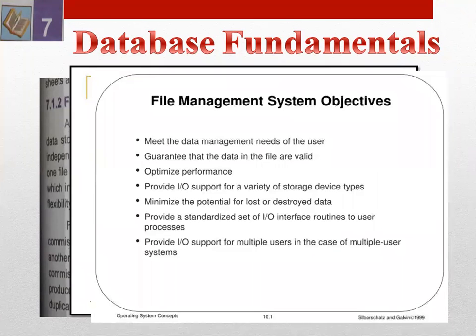So the file management system objectives are: meet the data management needs of the user, guarantee that the data in the file are valid, optimize performance, provide IO support for a variety of storage device types, minimize the potential for lost or destroyed data, provide a standardized set of IO interface routines to the user process, and provide IO support for multiple users in the case of a multiple-user system.